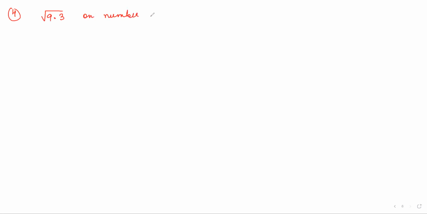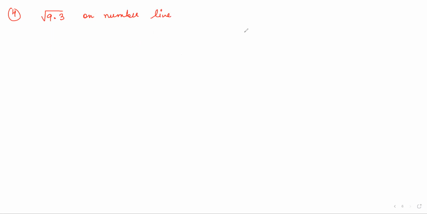Now where does it lie? So it is easy to show 9.3 on the number line, right? That you can show. But what about root 9.3? How will you show it? So basically you are plotting an irrational number on the number line. Is that clear? Yes, ma'am. So there are some steps of it.